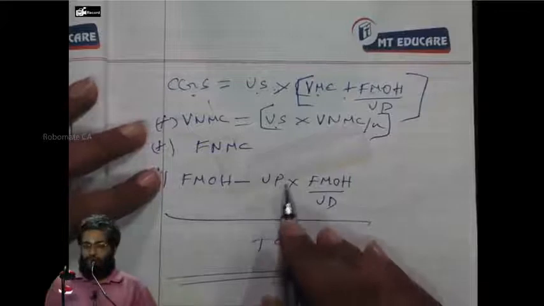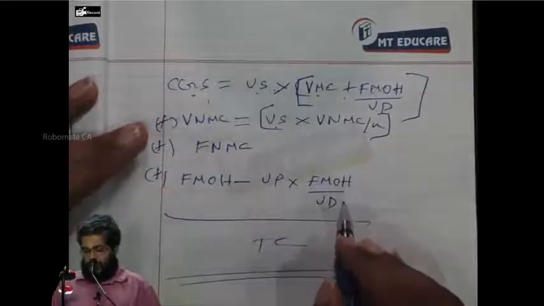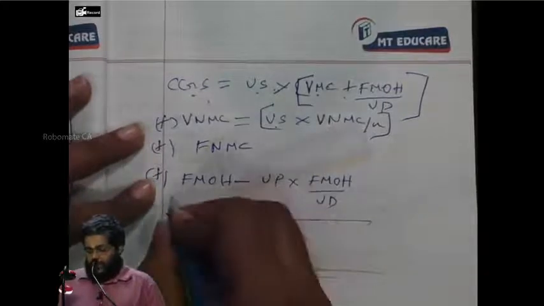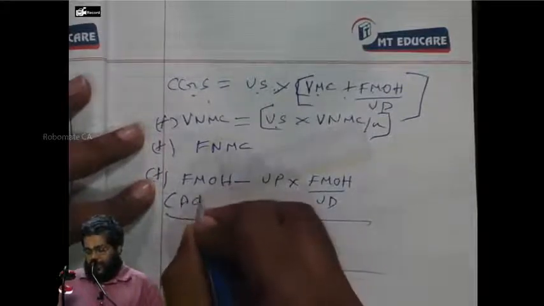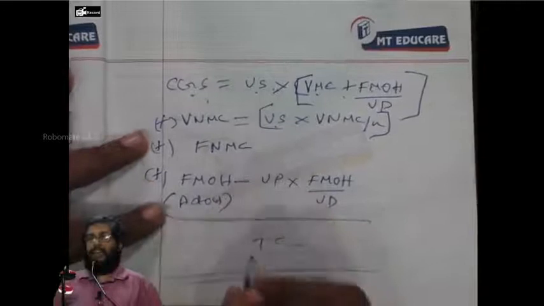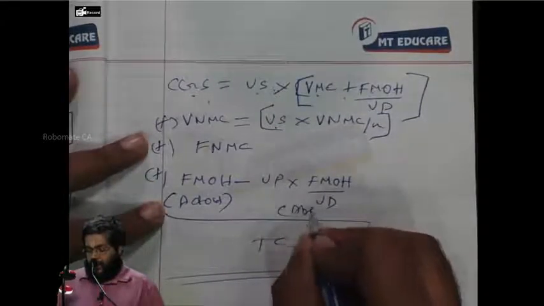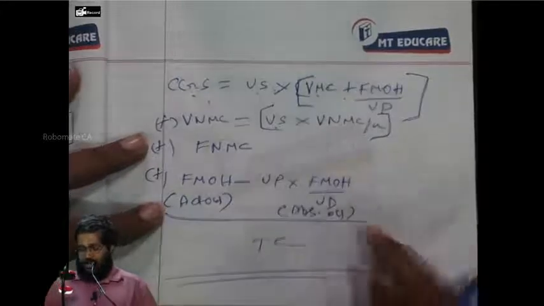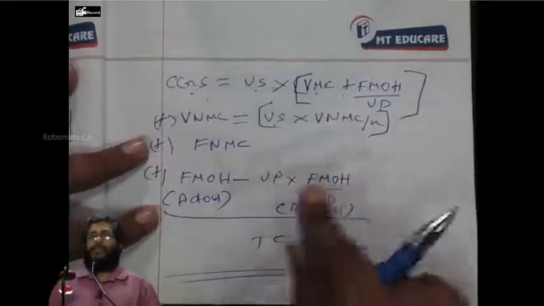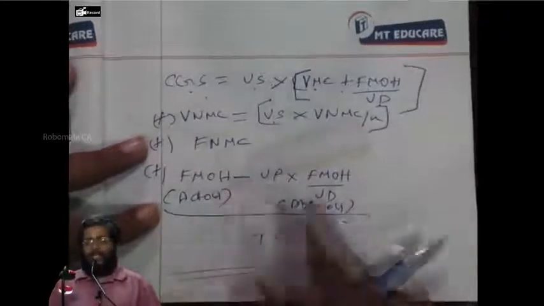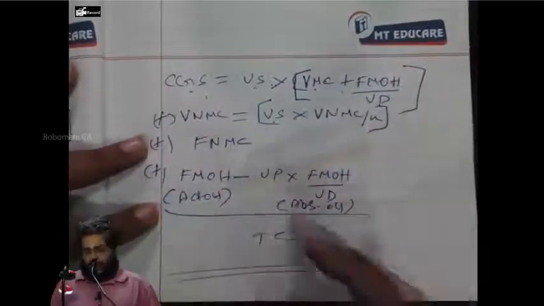FMOH minus UP into FMOH by UD. Just to understand, in bracket write actual overheads. What do you call this? Absorbed overheads. Actual overheads, absorbed overheads. If actual is more than absorbed, it becomes under absorption, add to the cost. If less, it becomes over absorption, reduce from the cost.